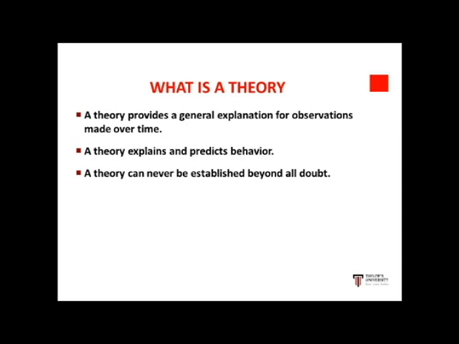A theory can never be established beyond all doubt. All theories, although accepted generally by those who subscribe to it, there always seem to be sometimes extenuating circumstances where there are exceptions. So, a theory can never be established. There's always an element of exception or doubt in it. A theory may be modified. Over the years, a theory can be modified to fine-tune it.